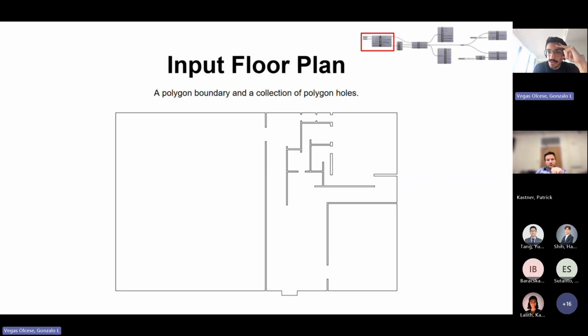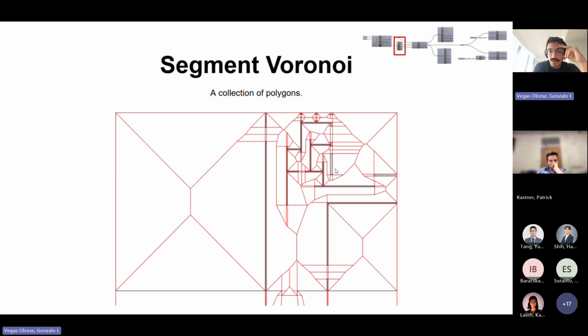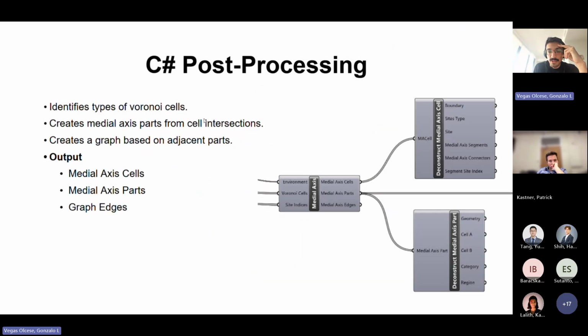So I will show you more visually how that works. We start here at the beginning. This is our input, in this case a house by Mies, and you'll have one boundary as the polygon, and some holes, which are other polygons inside our boundary, and this would be the description of our floor plan. After we input this into the Python script, it will output a collection of new polygons in red, which are the Voronoi cells. Each one of these is a cell from the output itself.